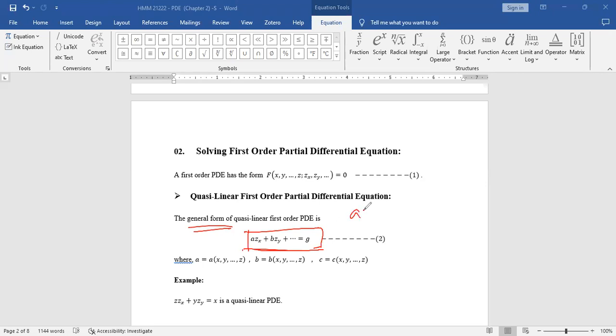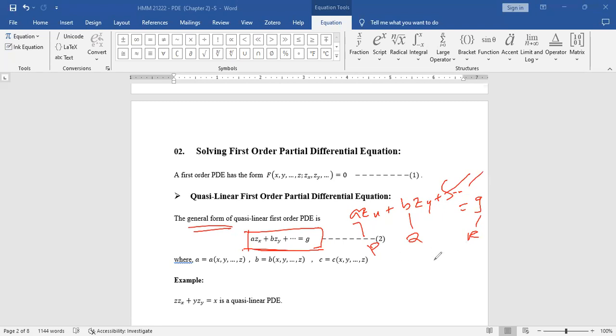It means for p I'm using Z_X. Similarly for q, I'm using Z_Y. So if you have more than two variables, you can include them as well, which is equal to G. This is our capital R. But this is our capital P. This is our capital Q. Maybe P, Q, R, S, T and capitals may be there.